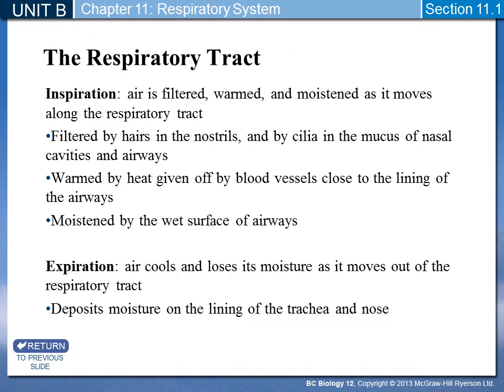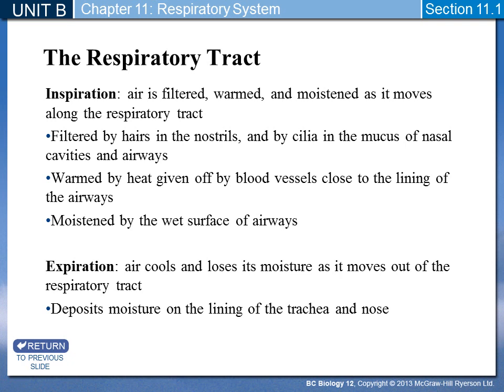So going through those things step by step, the first step in respiration is inspiration. That's where air is coming into the whole system. So air is filtered, it's warmed, it's moistened as it moves along the respiratory tract. The nostrils are playing a big role in filtering the air. Also the cilia and the mucus of the nasal cavities and airways are making sure that any dust particles and large debris are kept out of your lungs.